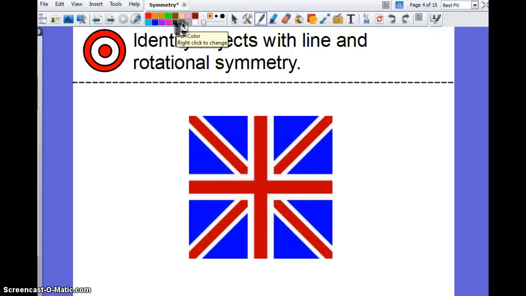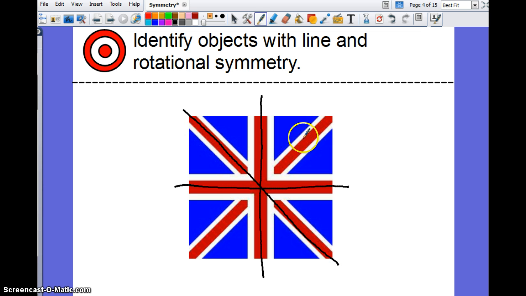All right. So there's one straight down the middle here. Did you catch the one that goes diagonally? The line of symmetry right there, because if you folded it along that line, it would be the exact same on both sides. So there's a line of reflection there, and there's a line of reflection there. So this has 4 lines of symmetry.